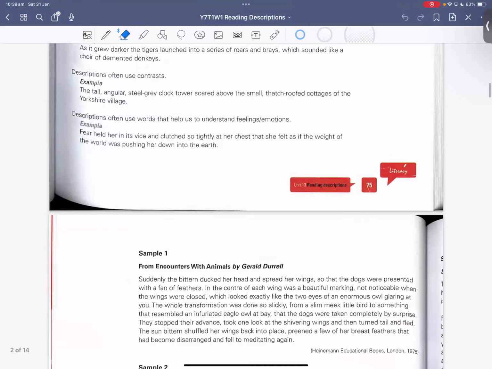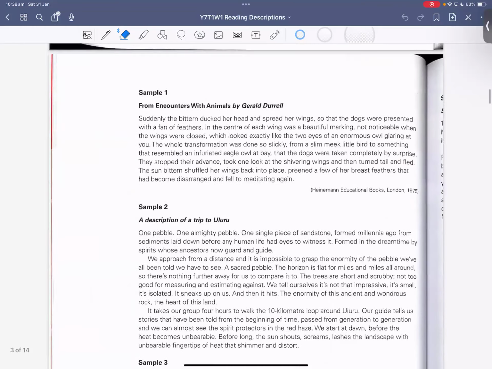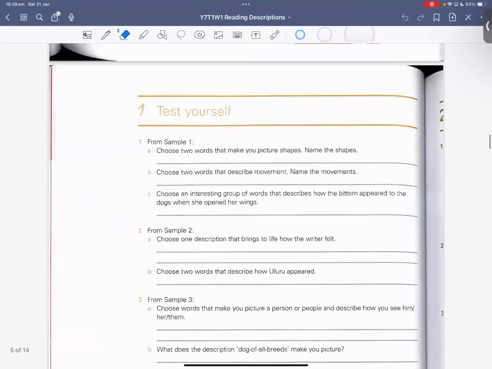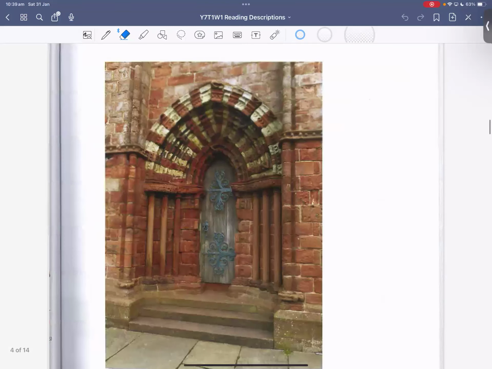And then we use words to help us understand feelings and emotions. So here we have one sample. Does anyone want to volunteer reading out this sample?